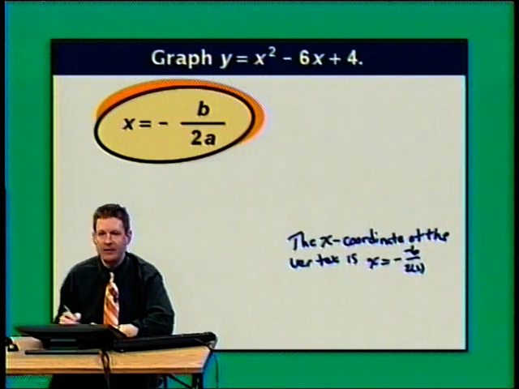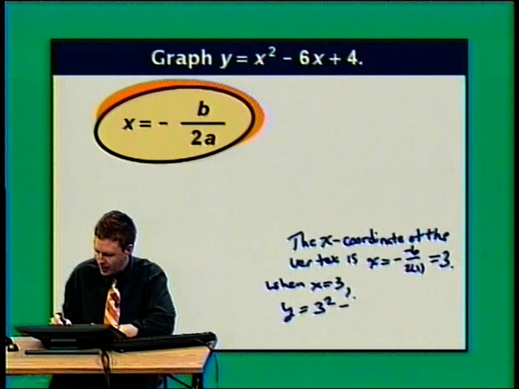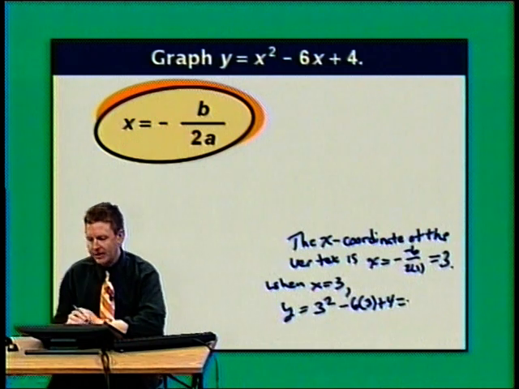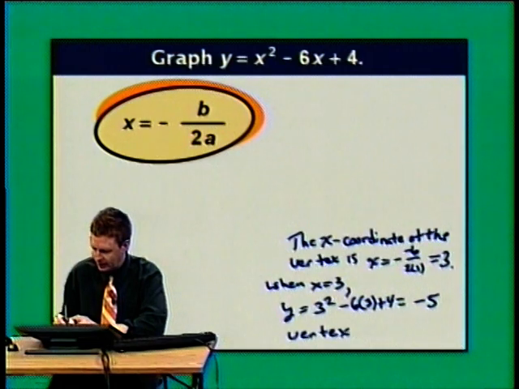That's the opposite of -3, which is +3. And when x is +3, y is 3 squared minus 6 times 3 plus 4. So let's see, that's going to be 9 minus 18 plus 4, which is -5. So the vertex is the point 3, -5.